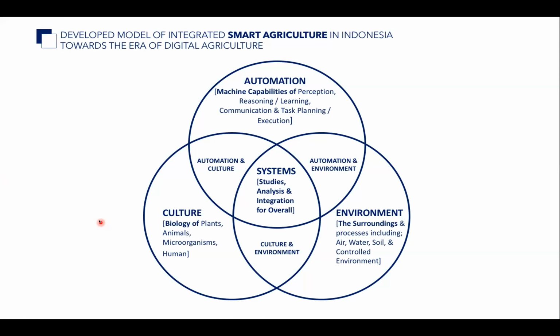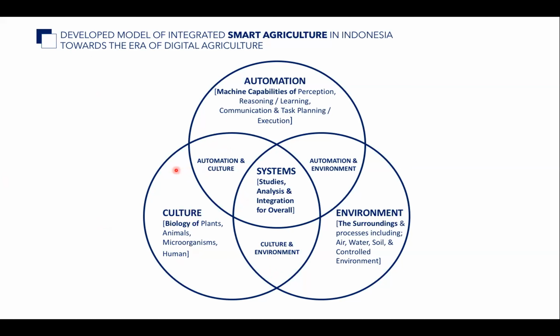Develop a model of integrated smart agriculture, especially in Indonesia, towards the era of digital agriculture. So at least there are three subsystems: automation, culture, and environment. Why culture? Because when we talk about agriculture, we cannot separate the social culture.